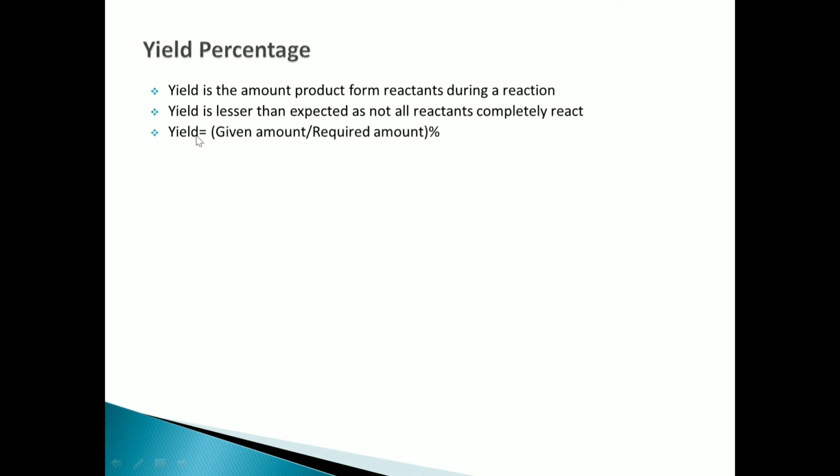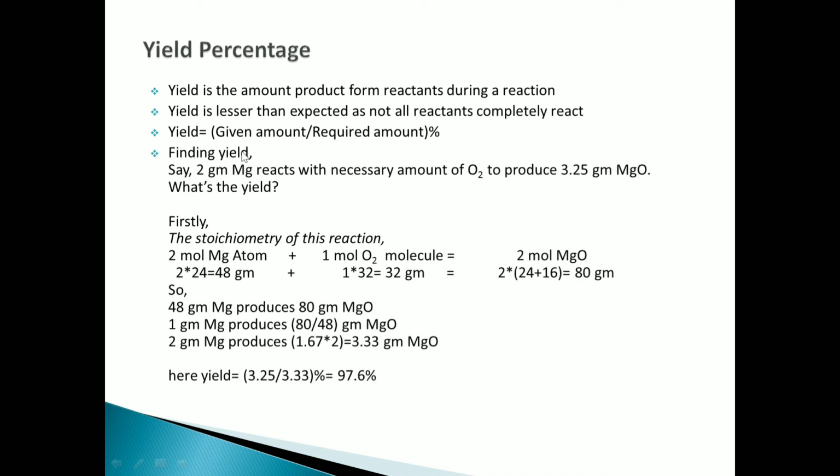And for yield, we should always find it out in percentage. That is, the formula is the given amount divided by the required amount, and this required amount is actually the hypothetical amount, in percentage. So let's make it clear through an example. Say 2 gram magnesium reacts with the necessary amount of oxygen to produce 3.25 gram magnesium oxide. What's the yield? Here I haven't mentioned the amount of oxygen, as we do not need it.